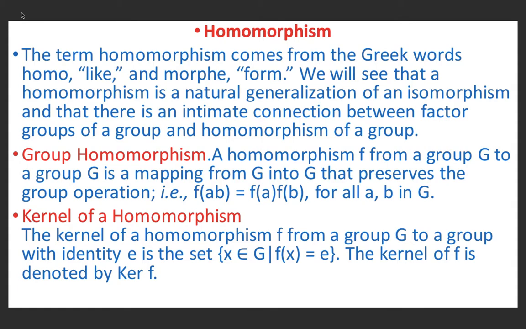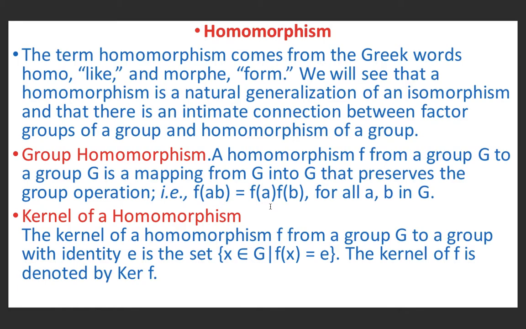A homomorphism F from a group G to a group G' is a mapping from G into G' that preserves the group operation. That is, F(ab) is equal to F(a) F(b) for all a, b in G. It preserves the group operation means if the operation is multiplication, then F(a·b) is equal to F(a)·F(b). If the operation is addition, then F(a+b) is equal to F(a) + F(b). So a homomorphism preserves the group operation.